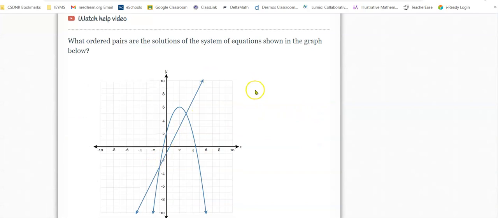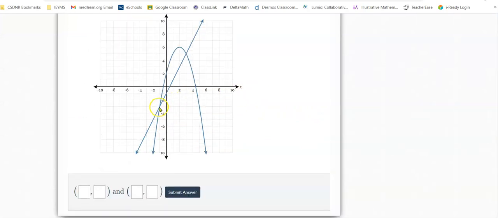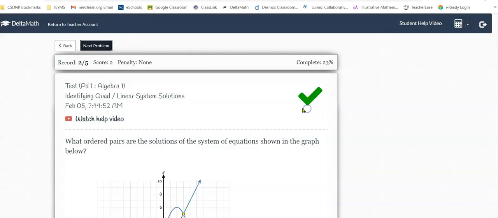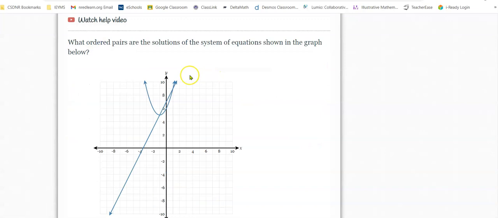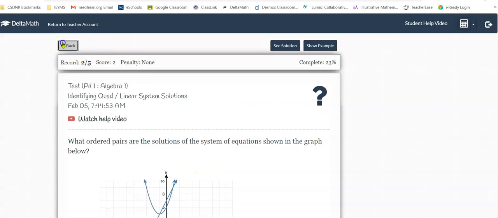This one also has 2 solutions. This lower point here is (-1, -3). And this upper point here is (3, 5). I think you're getting the hang of this one.